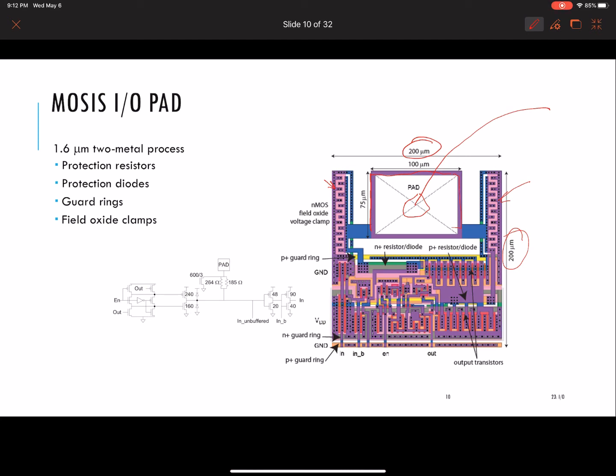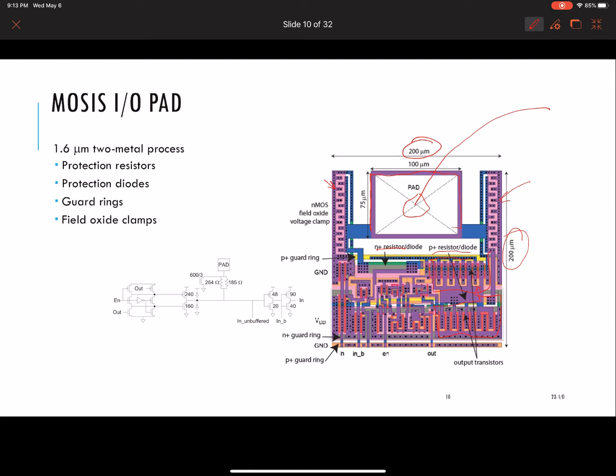You have some resistors in series. You have a bunch of big sized transistors here for your outputs. So these need to be nice and big and beefy to drive the big output capacitance. You have your ground ring, you have actually ground, you have supply.